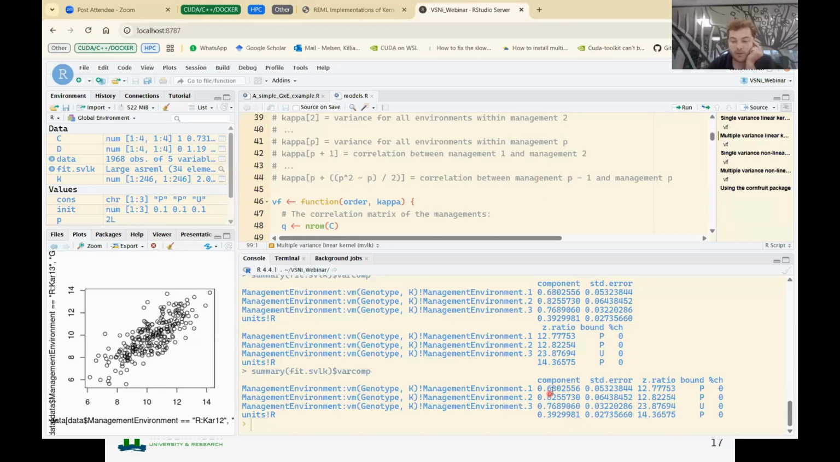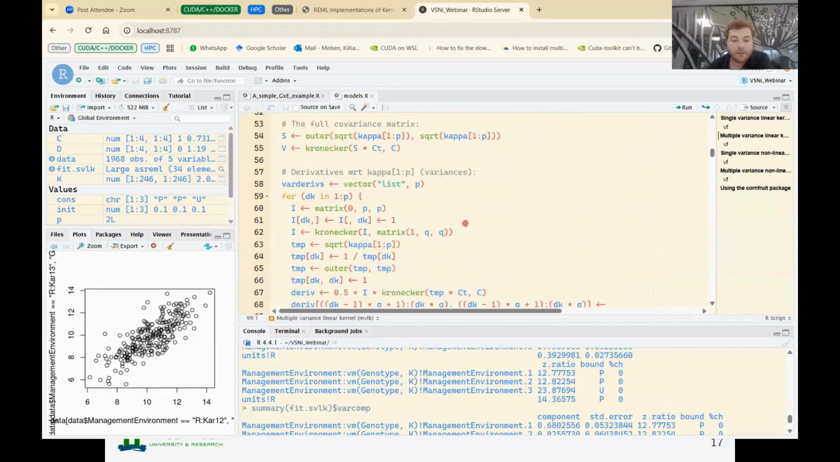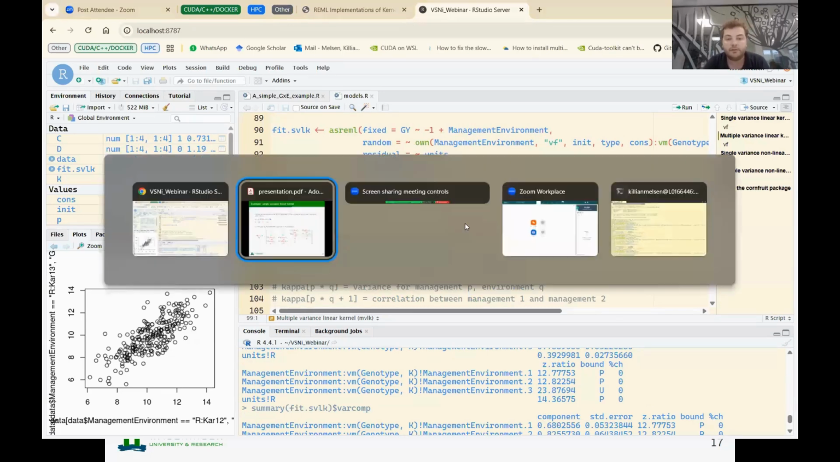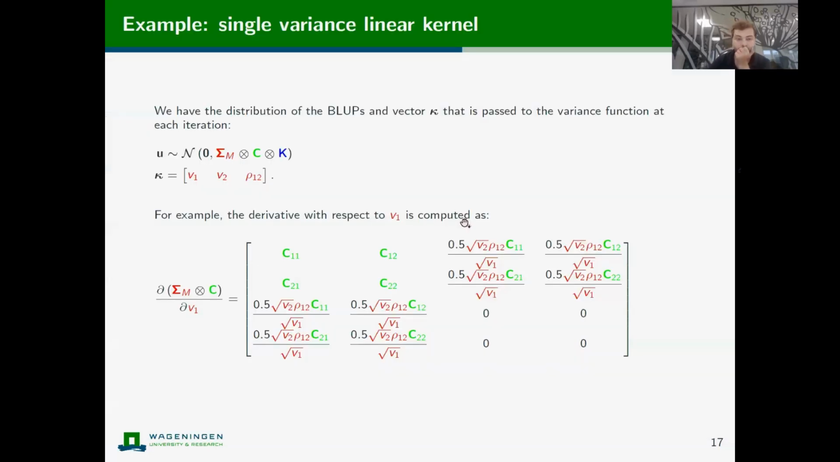So what do we get? Well, we get variances that are fairly similar, and we get a correlation between management 1 and management 2 that's 0.7, so quite high indeed, which also matches what we saw in the plots. So yeah, that's how you would fit the model with a single variance and a linear kernel.